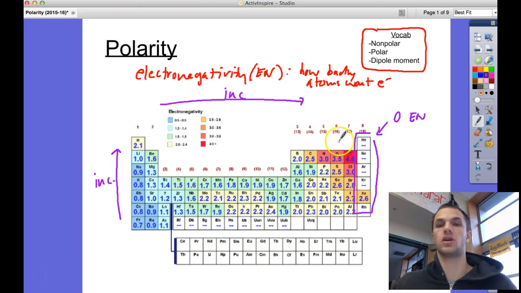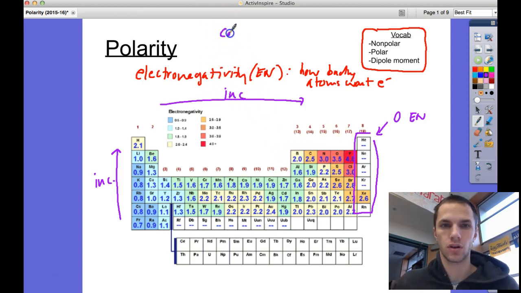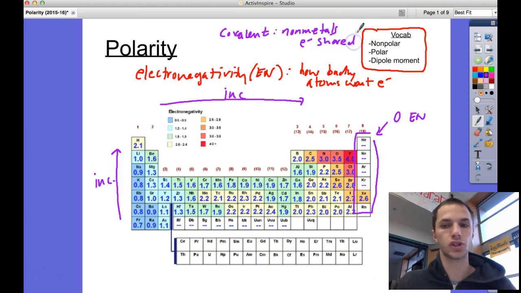So this is going to cause issues when we have covalent molecules. Because remember, Lewis structures, all these bonding molecules that we're drawing that are covalent, have nonmetals in them. And in nonmetals, electrons are shared. There is no transfer of electrons. So as a result, this electronegativity is going to play a difference.